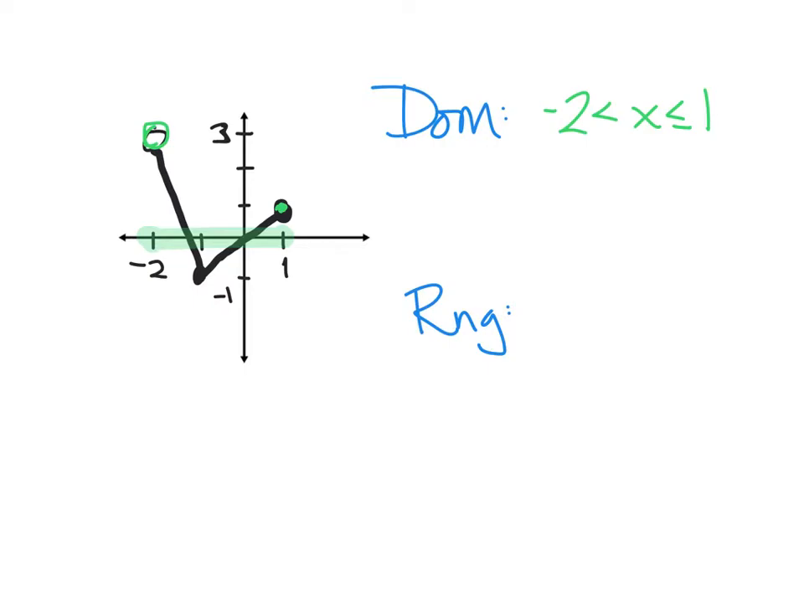Now when we're looking at the range, the lowest point in our range is down here at -1, and our highest point goes up to 3. So our range is going to go from -1 to 3. We're talking about y coordinates. We do get to include -1 because that's not a hole down there. That point is there. But we do not get to include 3 because of the circle again.